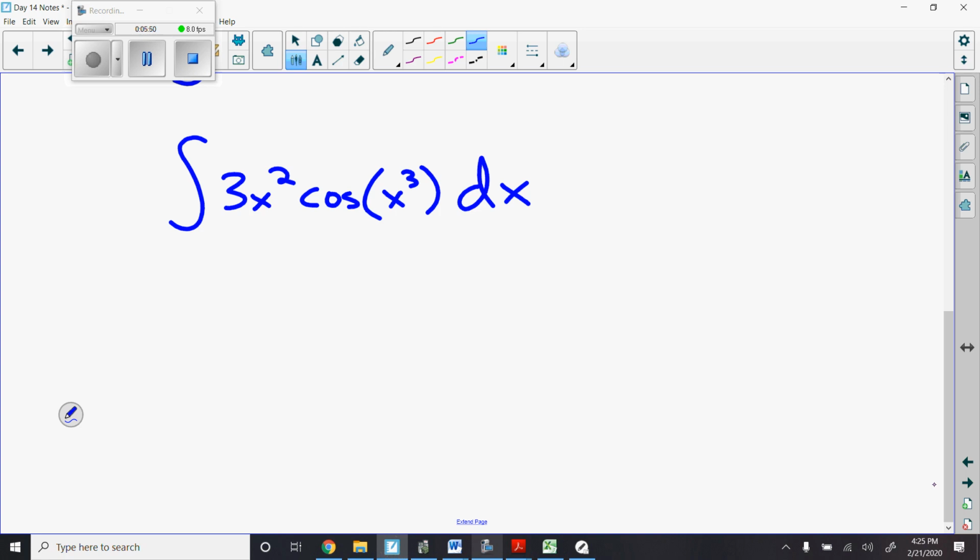What you need to get really good at looking for is, do you see the g and the g prime? Do you see a function and something that looks like its derivative? Well, when I look here, what I see is an x cubed and a 3x squared. And I know 3x squared is the derivative of x cubed. Right? So I'm seeing this pattern.